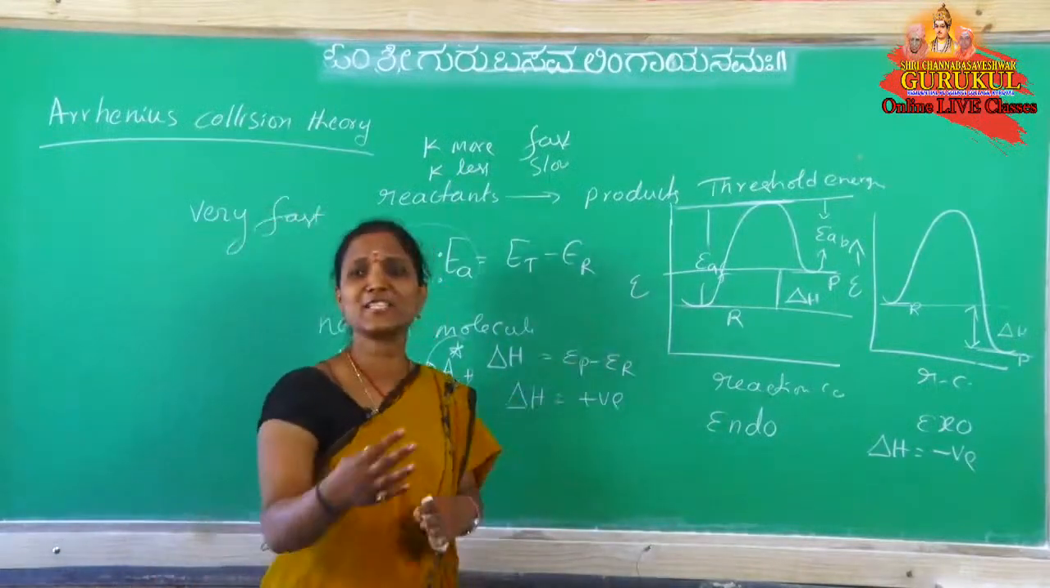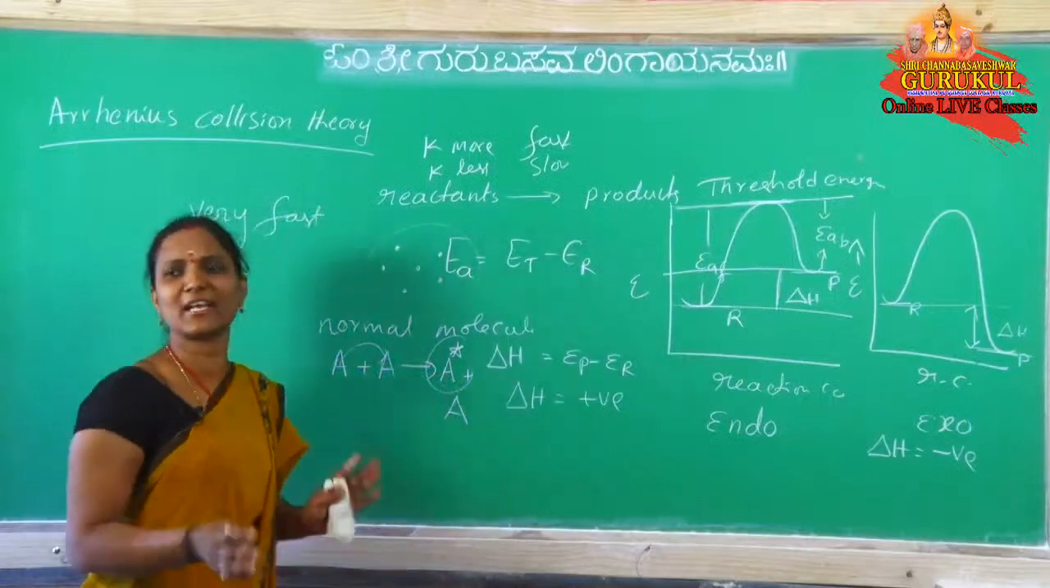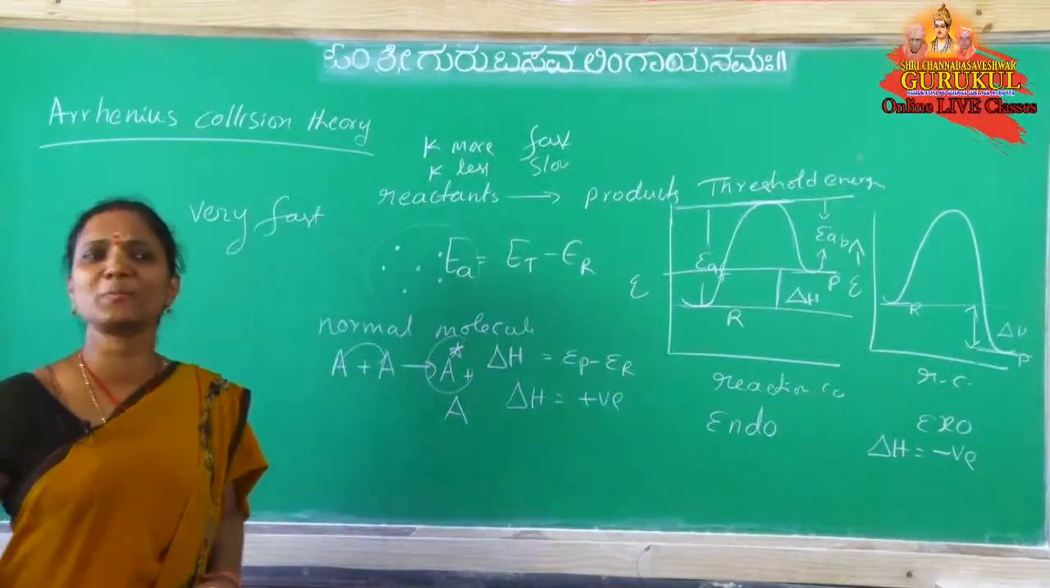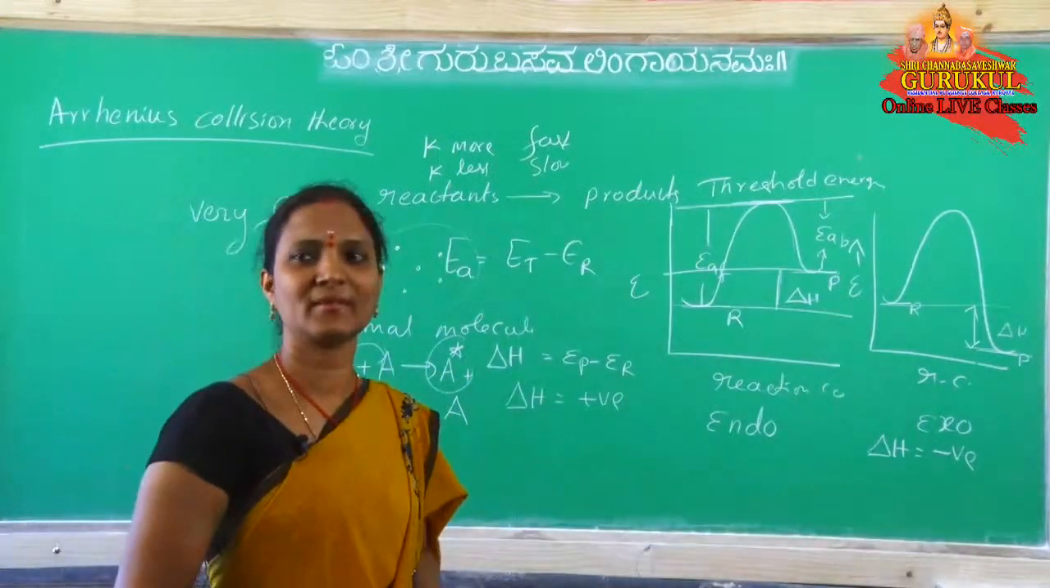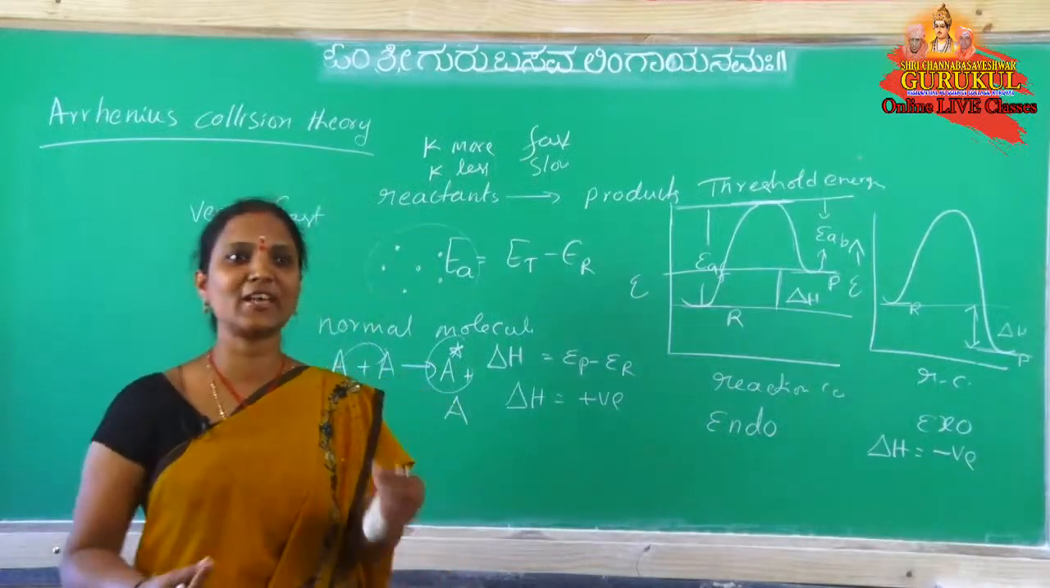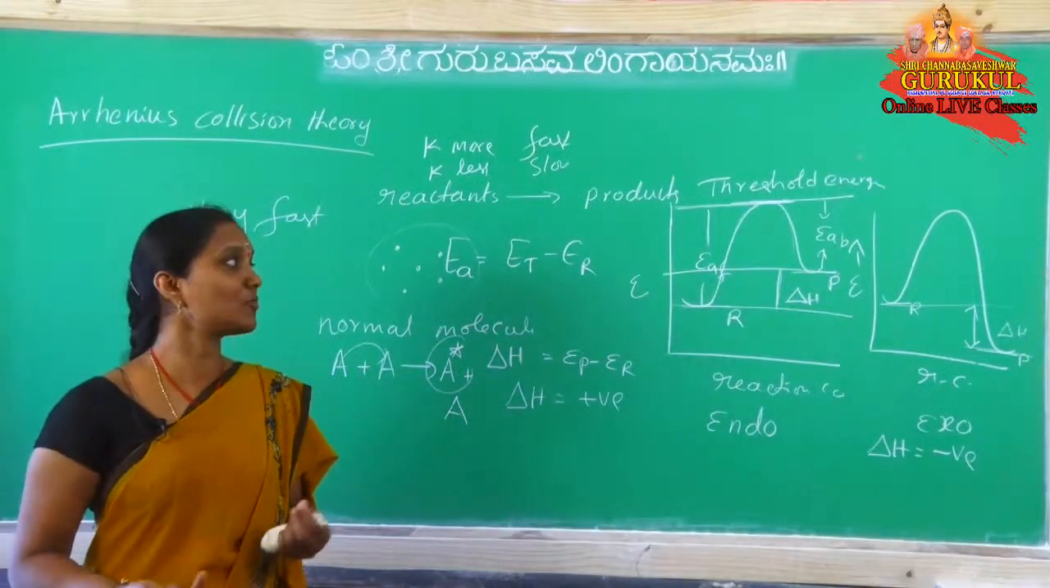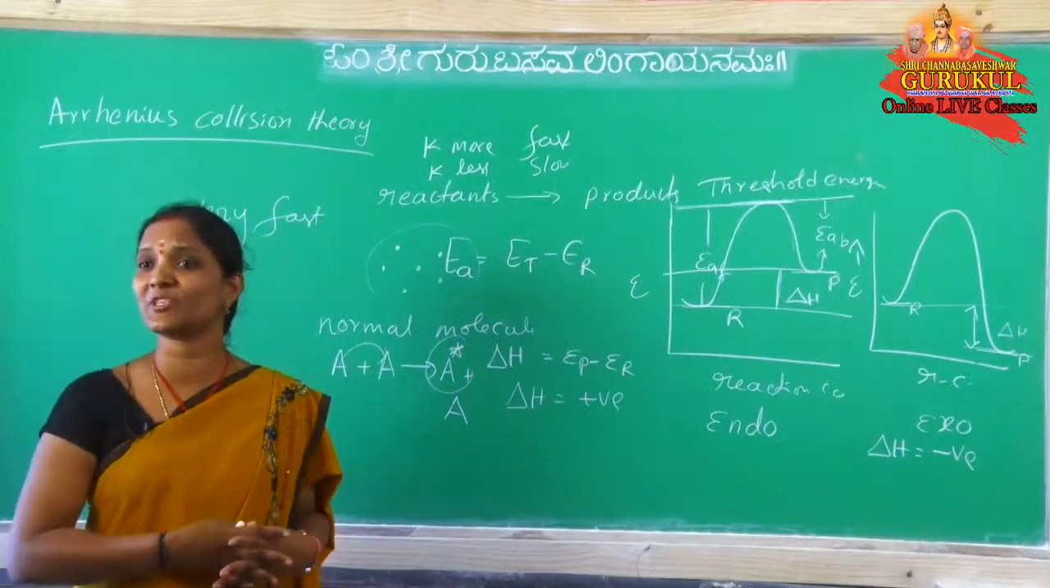So activation energy is more, rate constant is less. Are the rate constant and activation energy directly proportional or inversely proportional? Activation energy is more, K value is less. So are both directly proportional or inversely proportional?